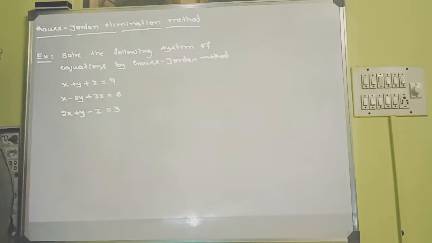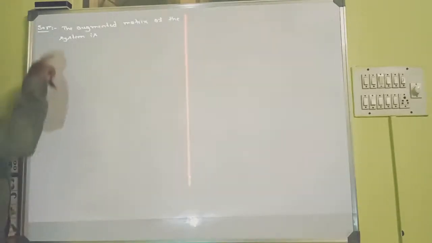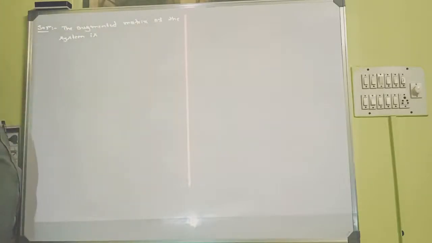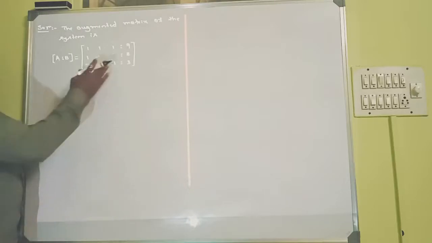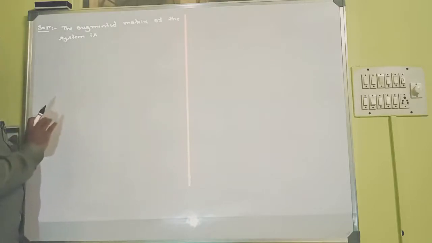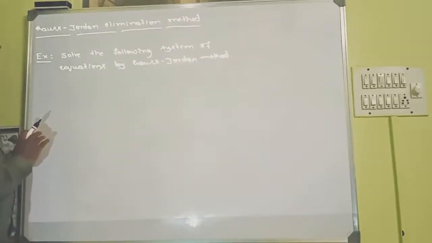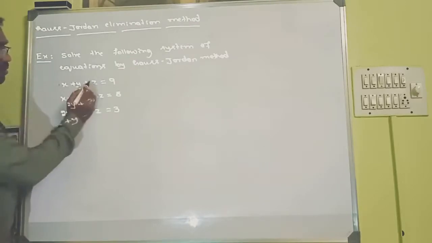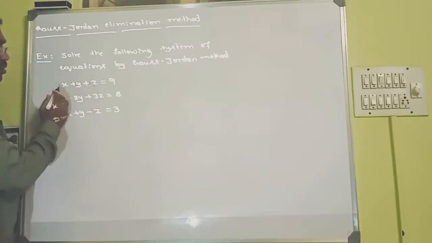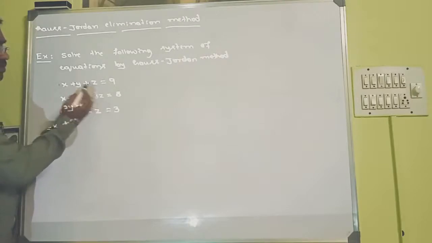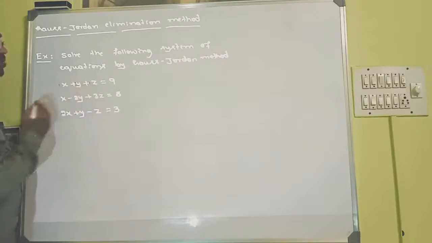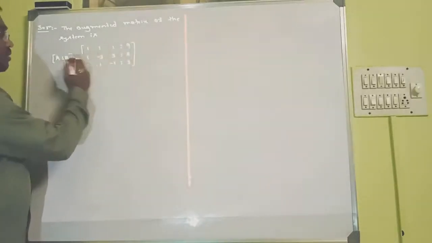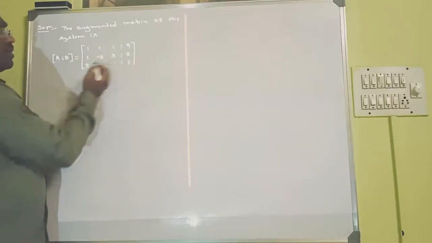What is the first step? Very first step is to write the augmented matrix. Here also we write the augmented matrix. How do we write the augmented matrix? Collect the coefficients of the equations. Here the coefficient is 1, here also 1, here also 1. So the coefficients of the first equation are 1, 1, 1, that is why we write 1, 1, 1 here. See, 1, 1, 1 is to 9. Similarly, we write all the other rows.